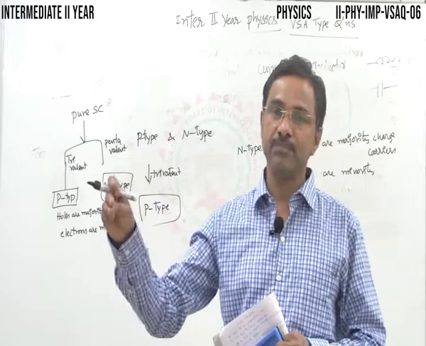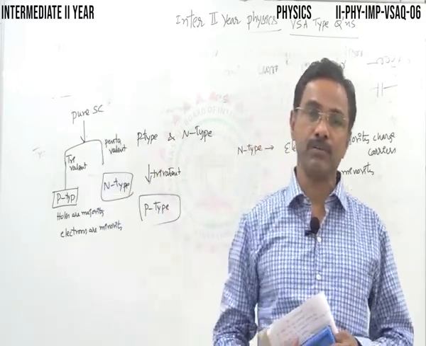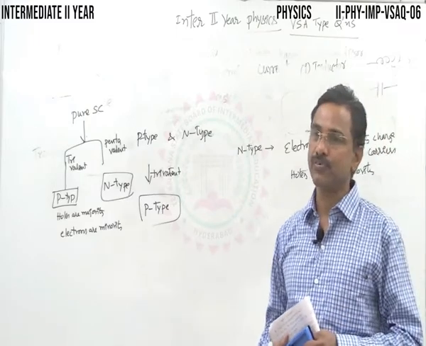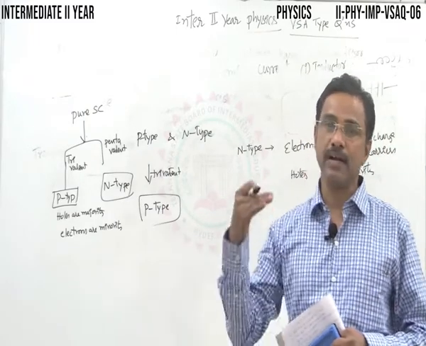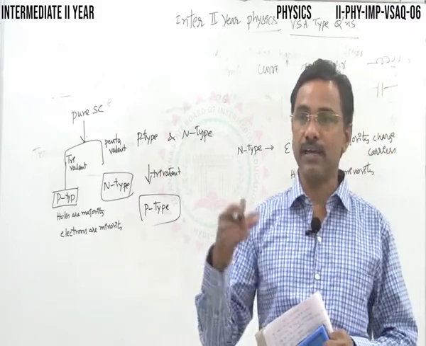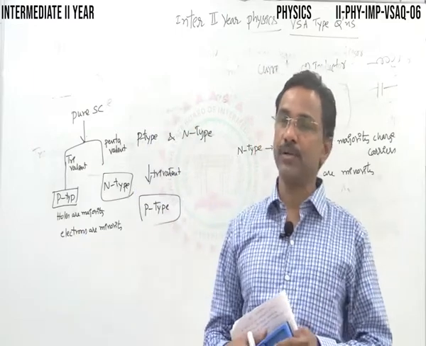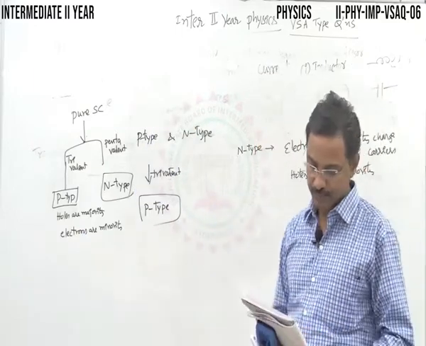Whereas in an n-type semiconductor, a pure semiconductor is doped with pentavalent impurity, fifth group elements, and it becomes an n-type extrinsic semiconductor. In n-type semiconductors, electrons are majority charge carriers, and of course holes are minority charge carriers.